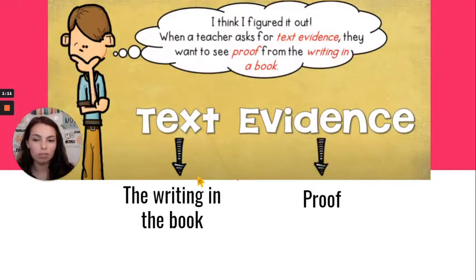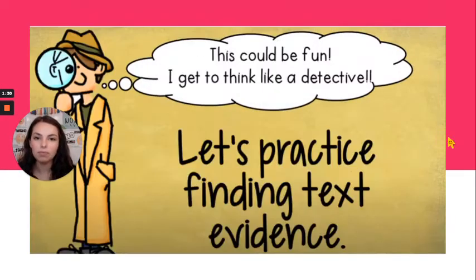So if Miss Six asked you a question about the book Pete the Cat, she might ask you, how do you know that's the answer? Or why do you think that's the answer? Because she wanted to also see if you were listening to the book and not just making your answer up from your head. So this can be really, really fun looking for text evidence. You get to think like a detective. We're trying to find clues to get our answers.